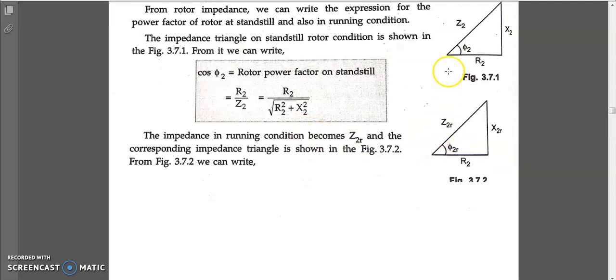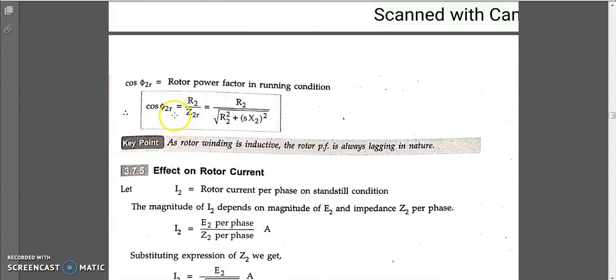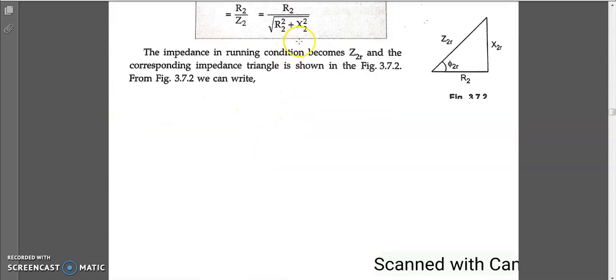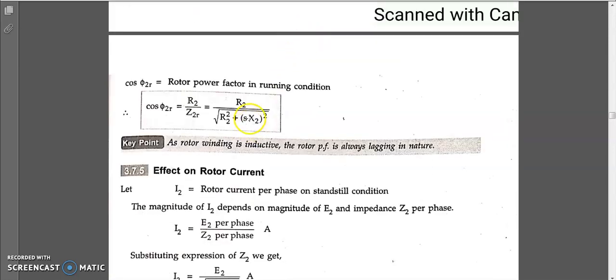What if it is running? Z2 will change to Z2R, X2 will change to X2R, whereas R2 will remain R2. As I said, the R2 value doesn't change whether it is running or standstill, but the power factor will change, to phi 2R. Again the same formula: adjacent by hypotenuse, R2 by Z2R. R2 remains R2 and Z2R is the square root of R2 square plus the whole square of S into X2, since X2R is replaced by S times X2.